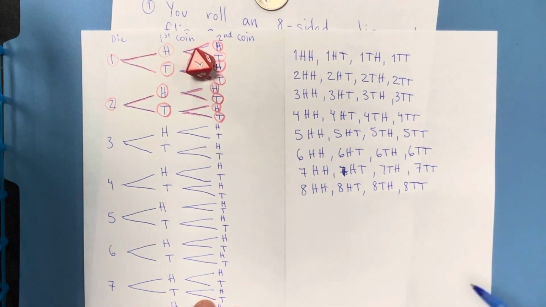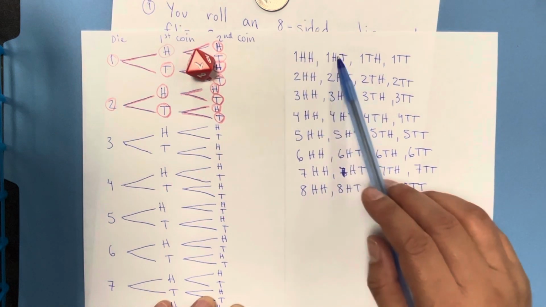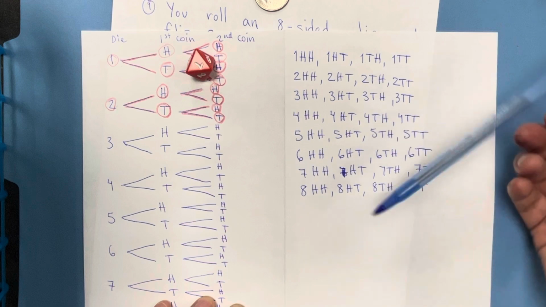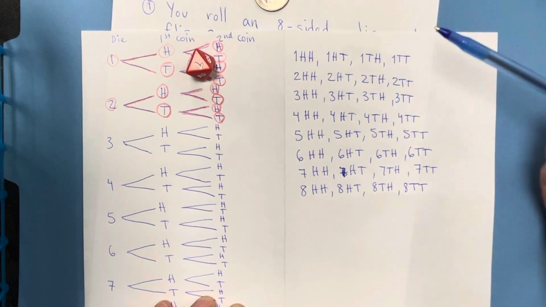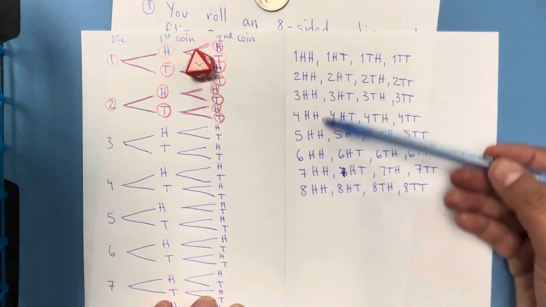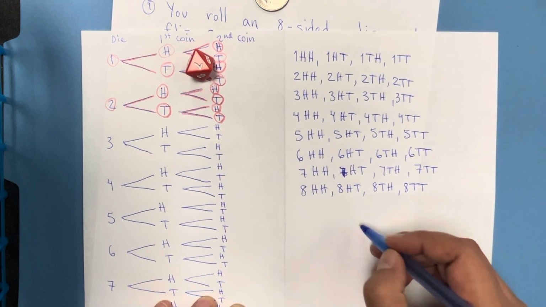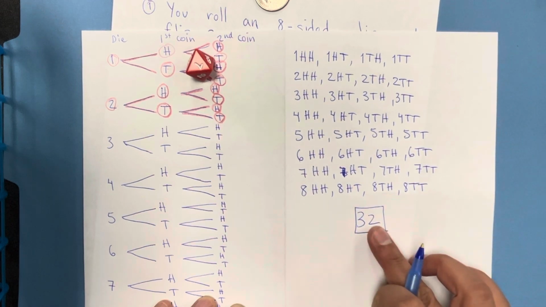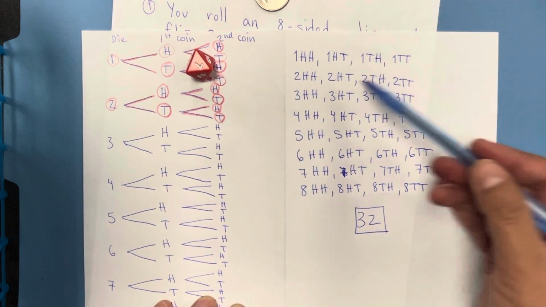So we can count them, 1, 2, 3, 4, and we know that each number gets the same number of 4, so we just multiply the 4 times the number of numbers, which is 8. So 4 times 8 is a total of 32. There are 32 outcomes in this sample space.